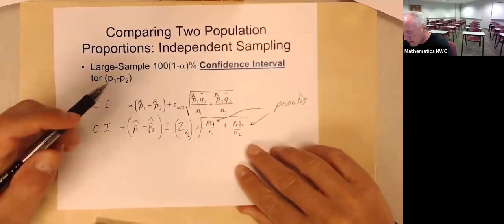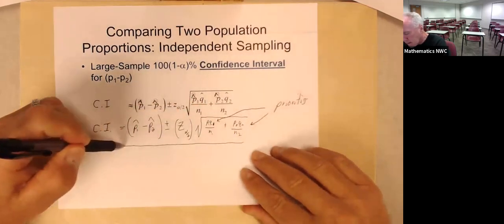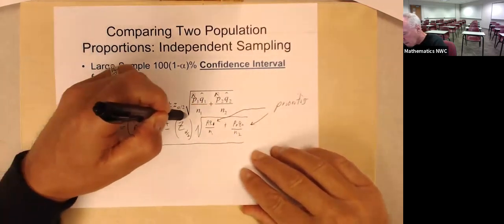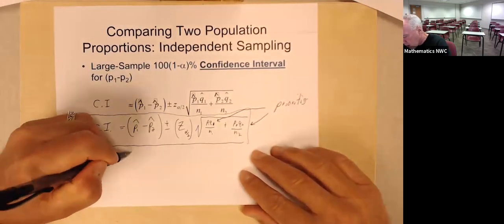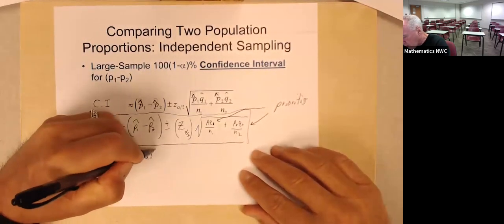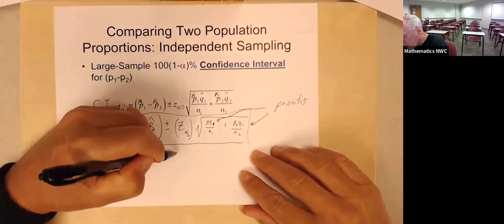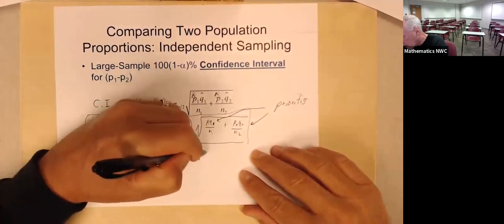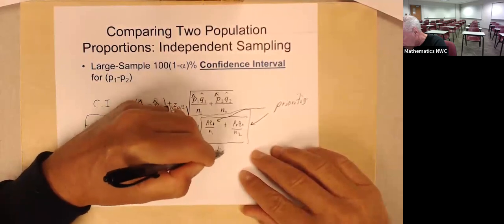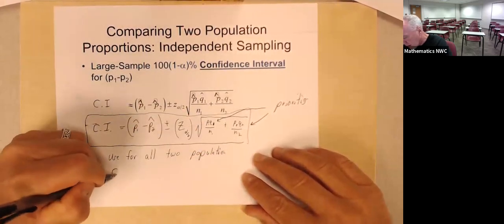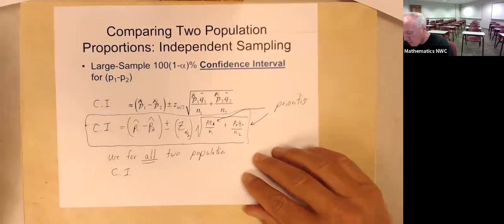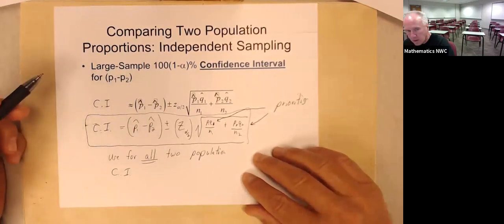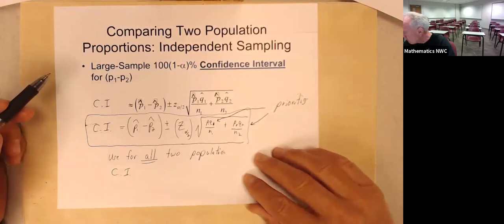Going back to this formula we use for all two population confidence intervals. That formula, okay? Hopefully you have a chance to have it copied down. We use it for all.